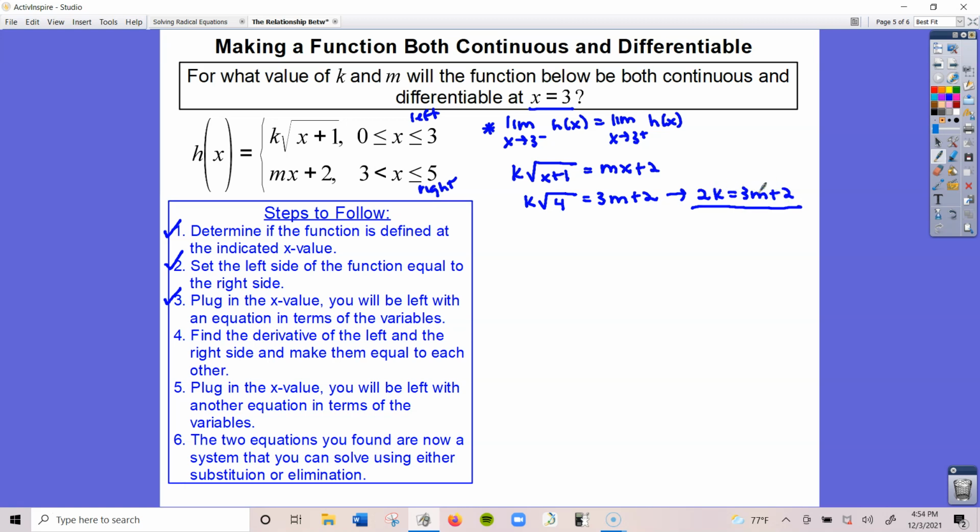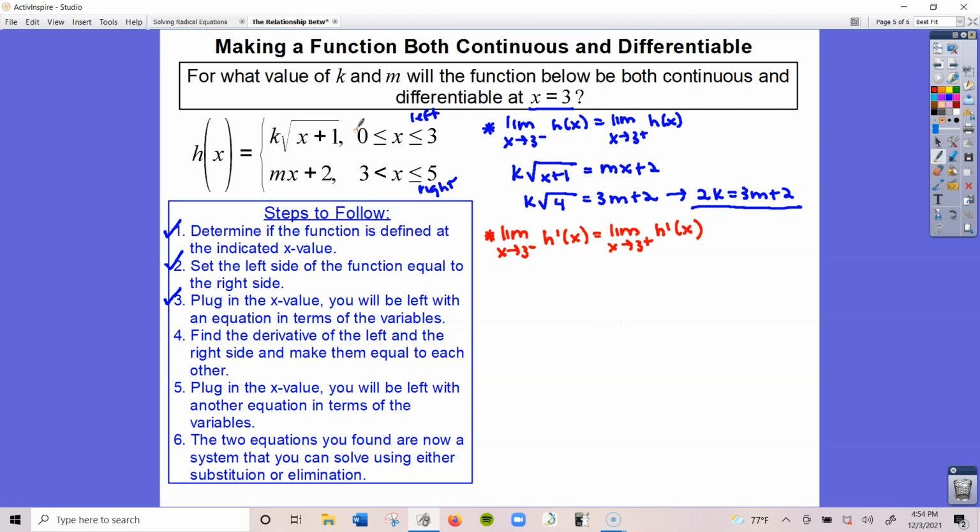I can't solve for k and m with just one equation. That means I'm going to need a second equation. And I get that second equation by setting the limits now as x approaches the same value, 3. But remember, we're making this both continuous and differentiable. So what's in blue here, this is for continuity. What's in red, this is for differentiability. So that means that I'm finding the limits for when h prime of x, as x approaches 3 from the left, is equal to the limit as x approaches 3 from the right of h prime.